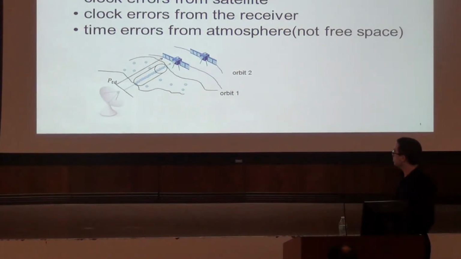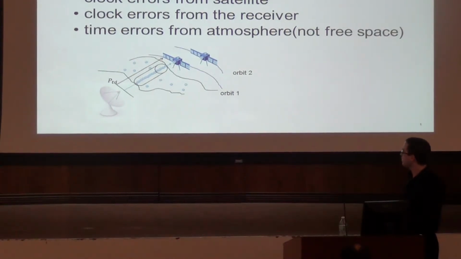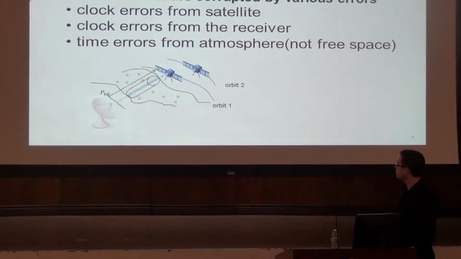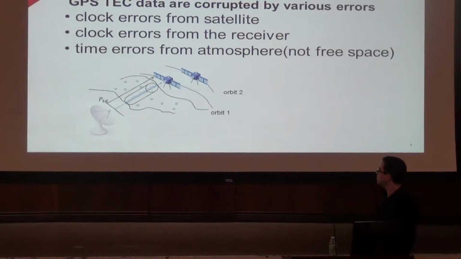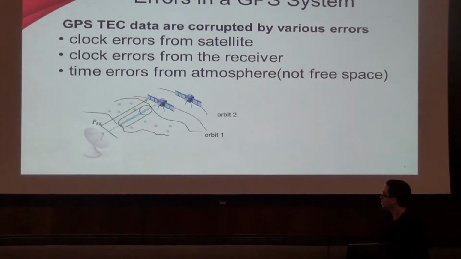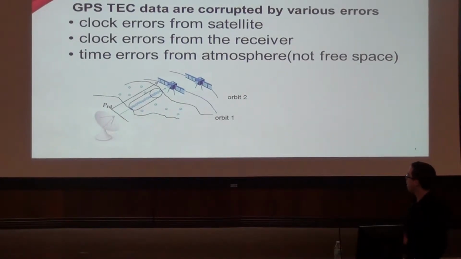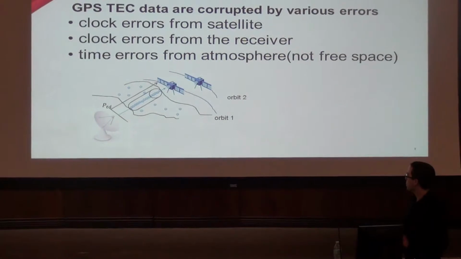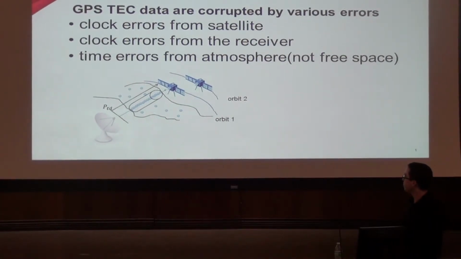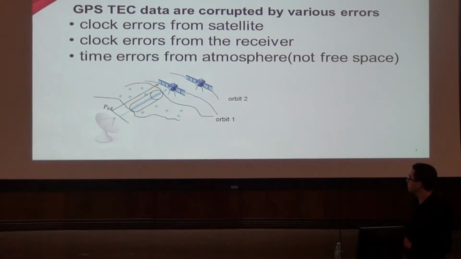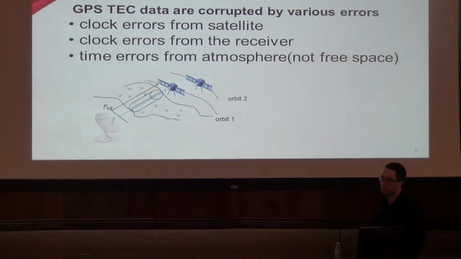So basically, with the free electrons, the cylinder represents the pseudo range, which is the distance between the receiver and the satellite. The two different orbits are basically, one orbit is false while the other one's true because of these errors.